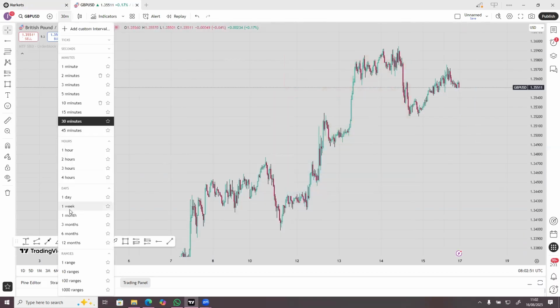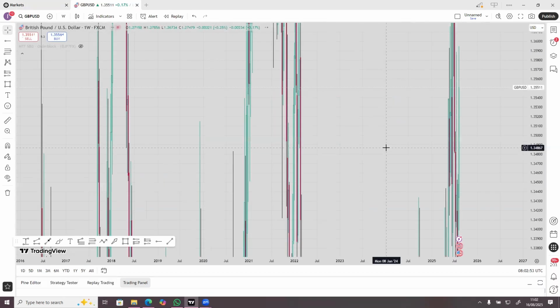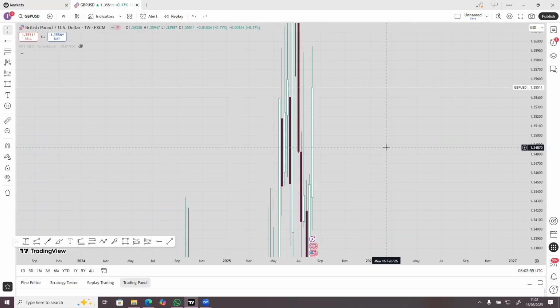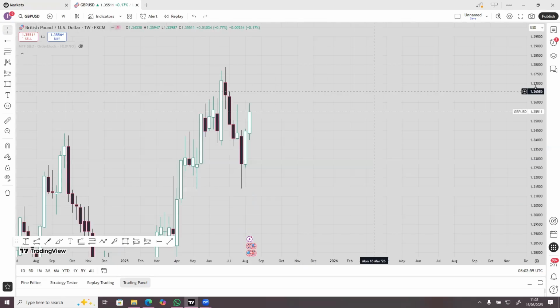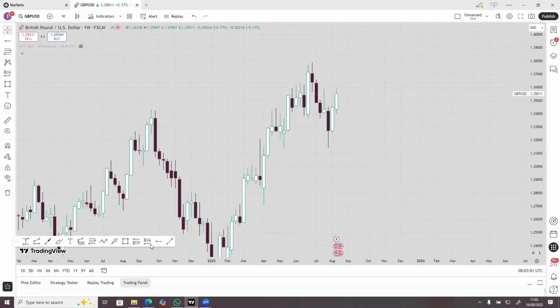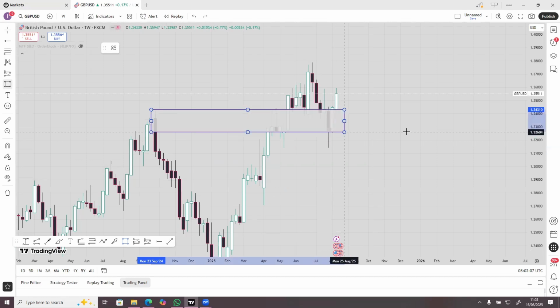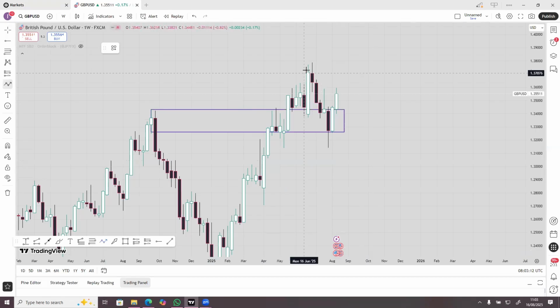Let us start from weekly. On the weekly time frame, we have market structure like this. On the weekly time frame, we have this breaker block. You can see this breaker block, which price retraced to test. Firstly, it reacted, and another time it may drop and continue this rejection block.